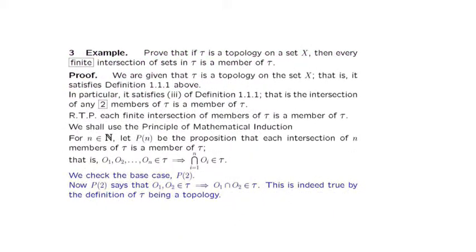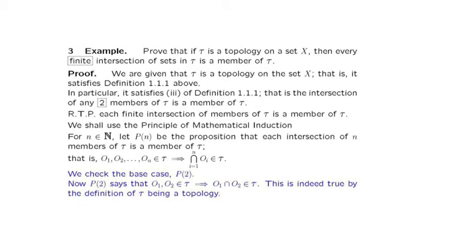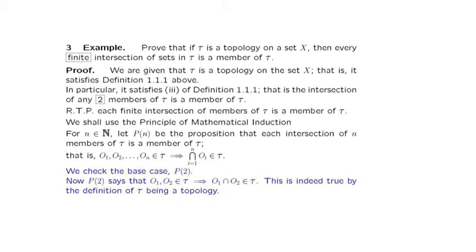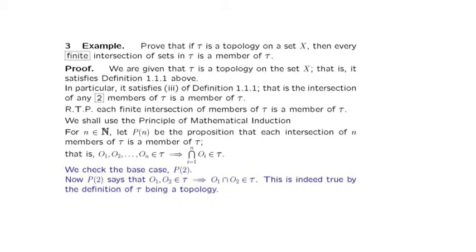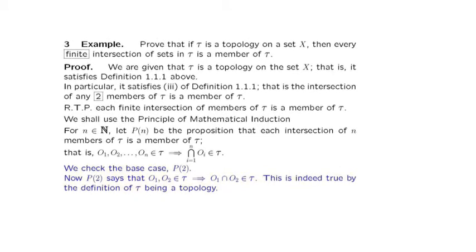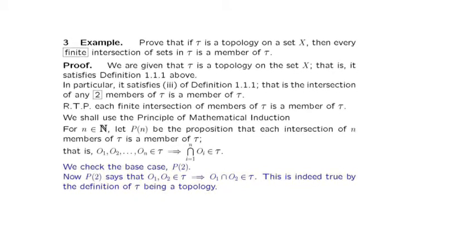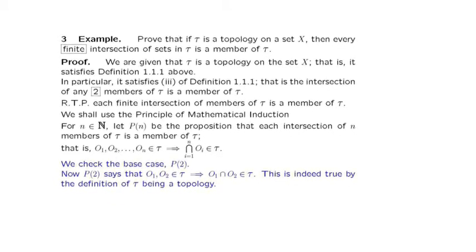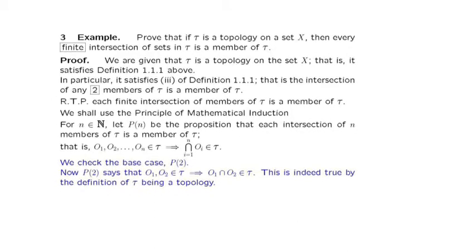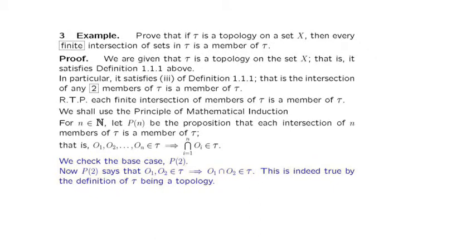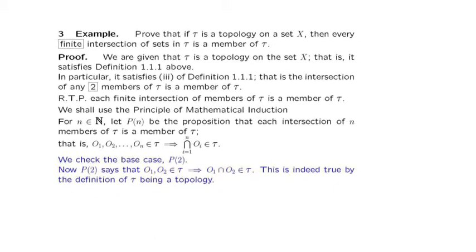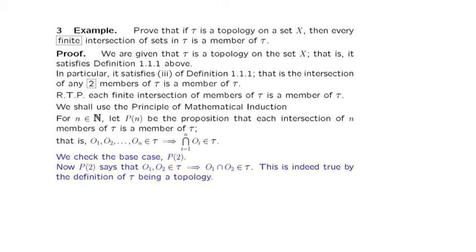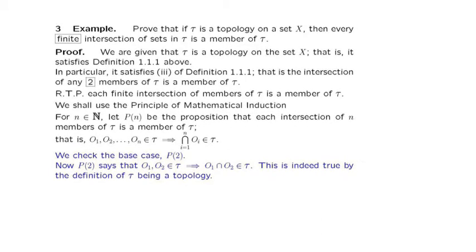The first thing we have to do in a problem using the principle of mathematical induction is to check the base case. In this case, the base case is P of 2. Now, P of 2 says O1 and O2 in τ implies O1 intersect O2 is in τ. Clearly, this is indeed true by the definition of τ being a topology. So P2 is true.